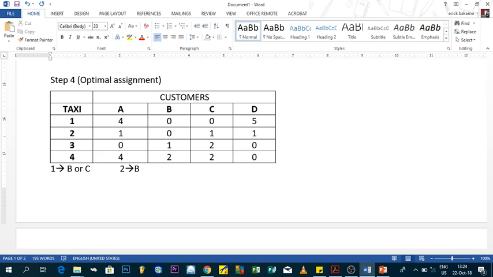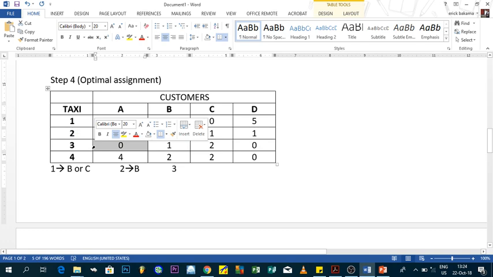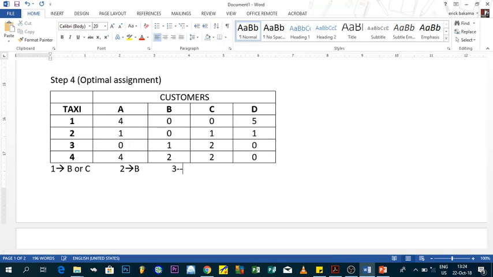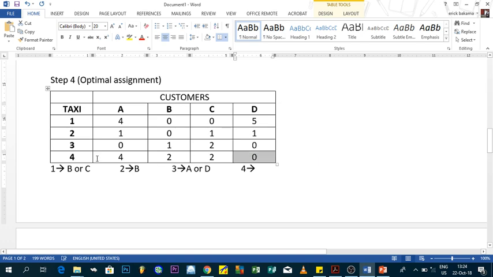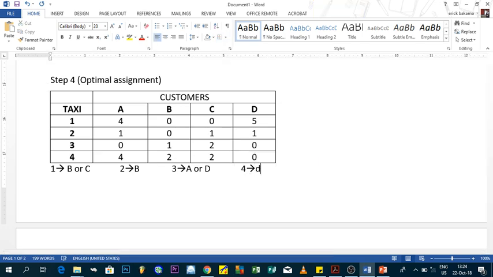And we go to taxi 3. Taxi 3 has 2 parts. The first part, you can either take customer A or customer B, D. So it can go either to A, or D. And finally, taxi driver 4 can only go to D, because that is the only part where there's a D, there's a 0. So you get a D here.